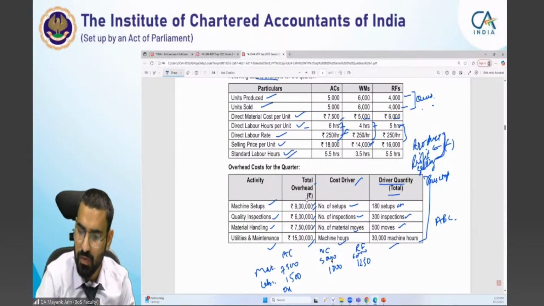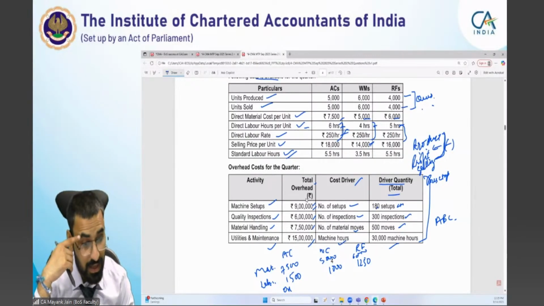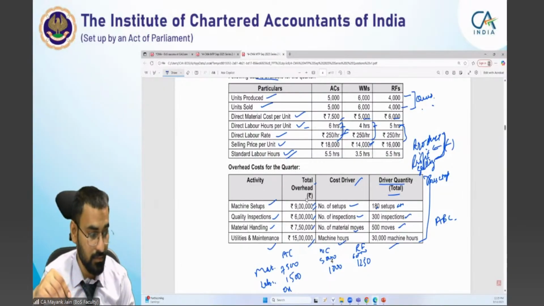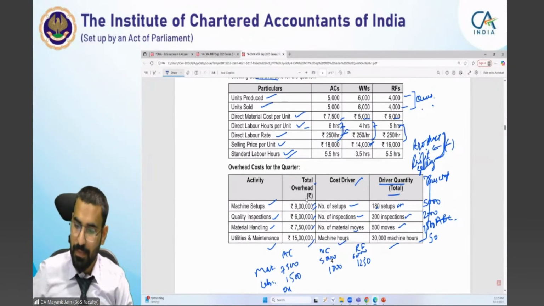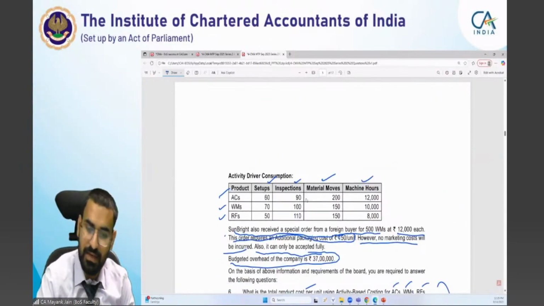ये बताओ मुझे, 9 लाख को 180 से डिवाइड करेंगे तो हमारा कितना आएगा? यस राहुल, राइट. 5000 पर सेटअप. इंस्पेक्शन हमारा कितना आएगा? 2000 पर सेटअप. मटेरियल मूव्स कितने आएगा पर मूव? 1500. एंड देन पर मशीन आवर हमारा आ गया 50. हमारे पास अब गिवन है सेटअप फॉर ऑल द प्रोडक्ट, इंस्पेक्शन, मटेरियल मूव्स एंड द रेस्ट. हम इसको मल्टीप्लाई करेंगे तीनों को सिंगली.